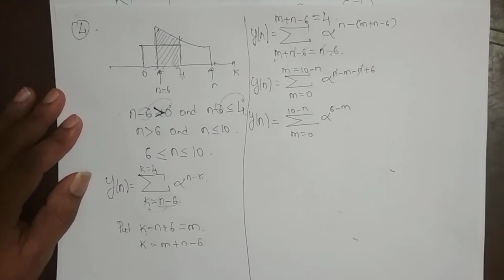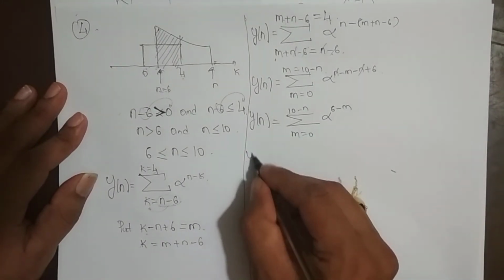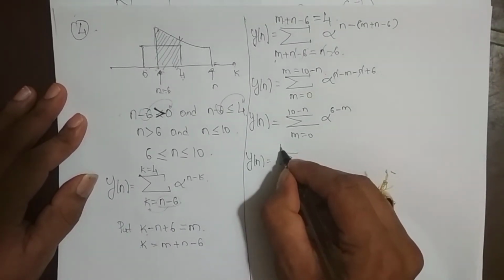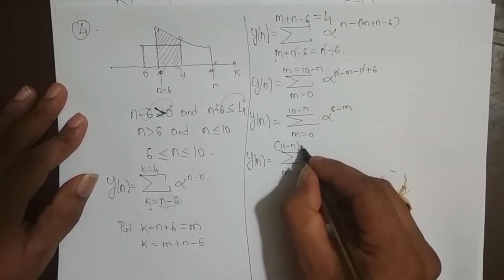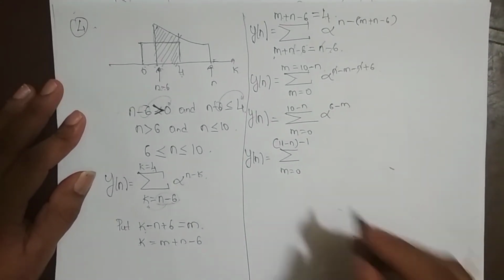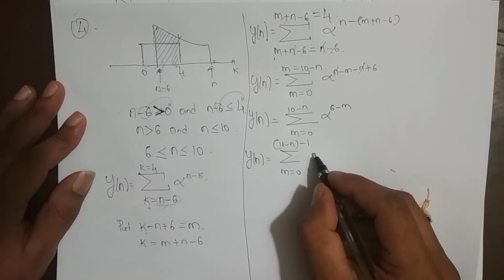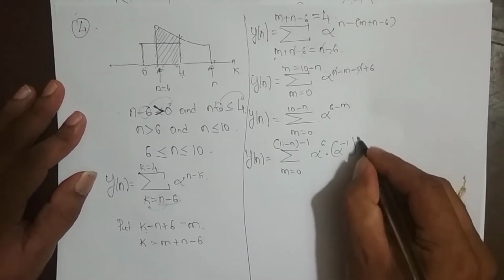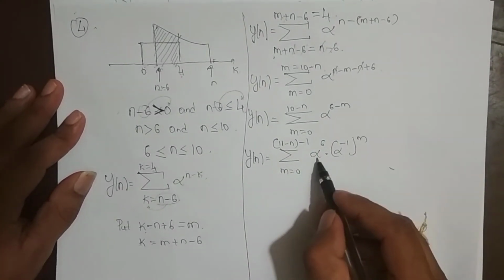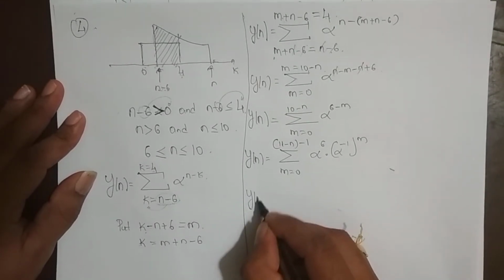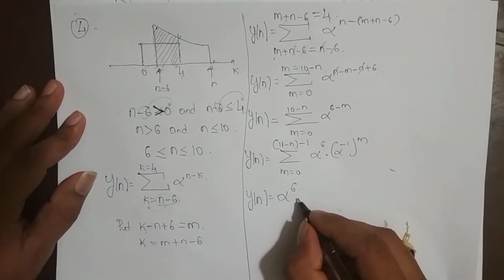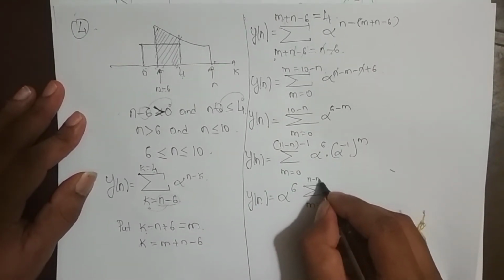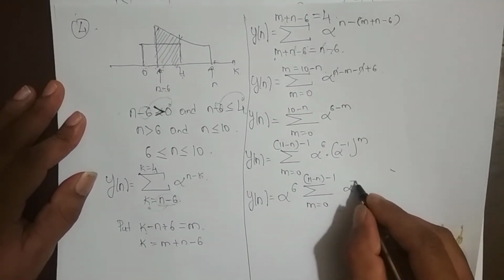Okay, now I'll bring this to the standard form. y of n is equal to summation m varying from 0 to, I'll write it as 11 minus n minus 1, so that it is 10 minus n. This is nothing but alpha power 6 into alpha power minus 1 whole power m. I just split this alpha. Now alpha power 6 is a constant, I can take it out, right? So y of n is equal to alpha power 6 into summation m varying from 0 to 11 minus n minus 1 alpha power minus 1 whole power m.